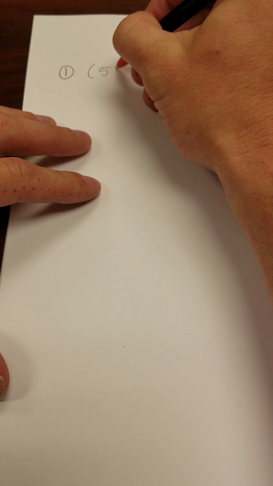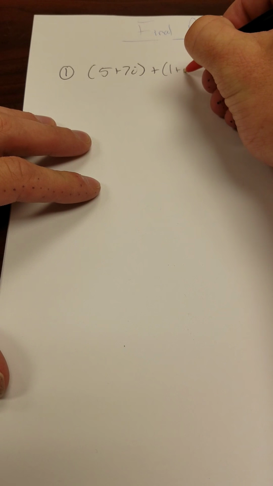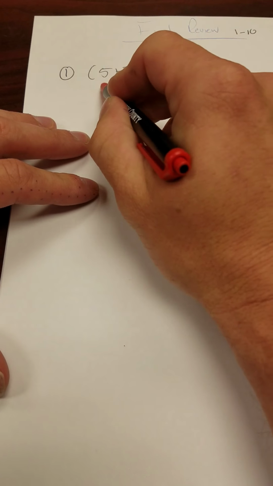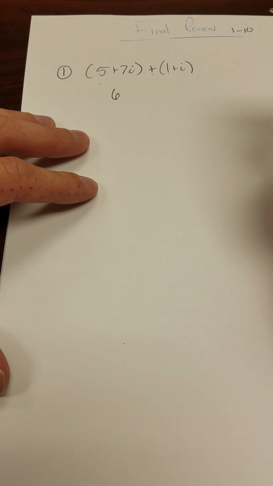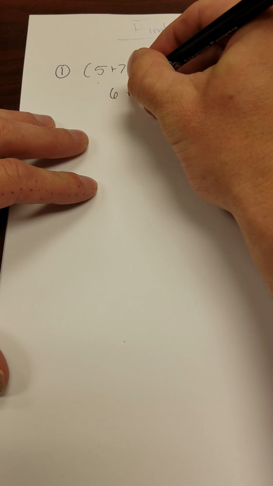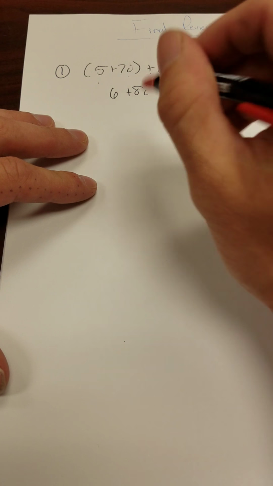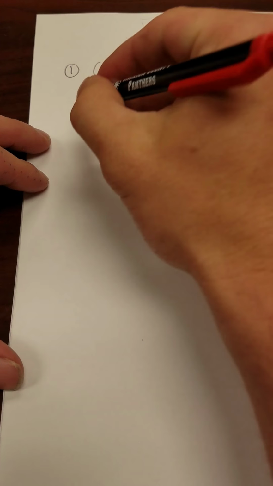So, number 1, this is adding complex numbers. Pretty simple, we just add like terms. So, 5 plus 1 is 6. 7i plus 1i, 8i. The only thing different here is if this was a subtraction problem, you would need to distribute the negative to each one of those.